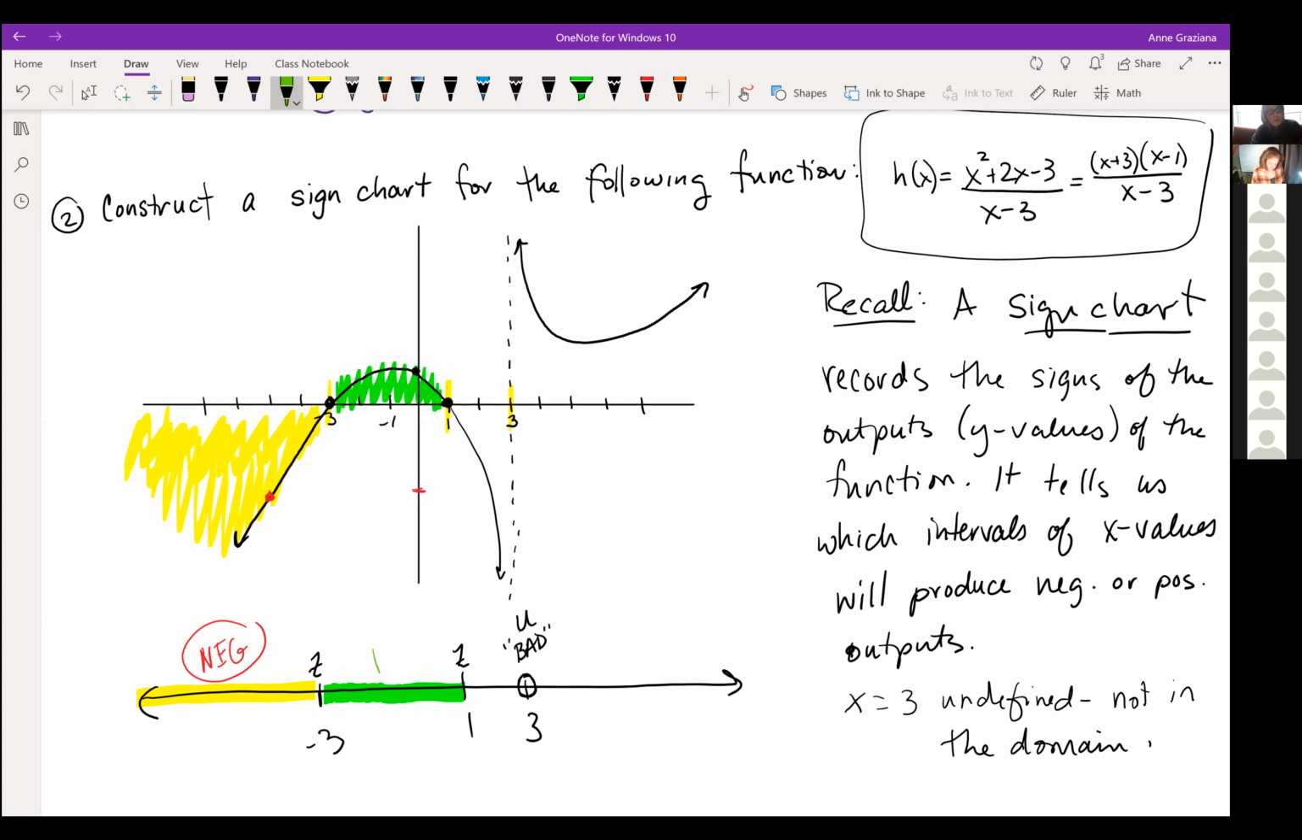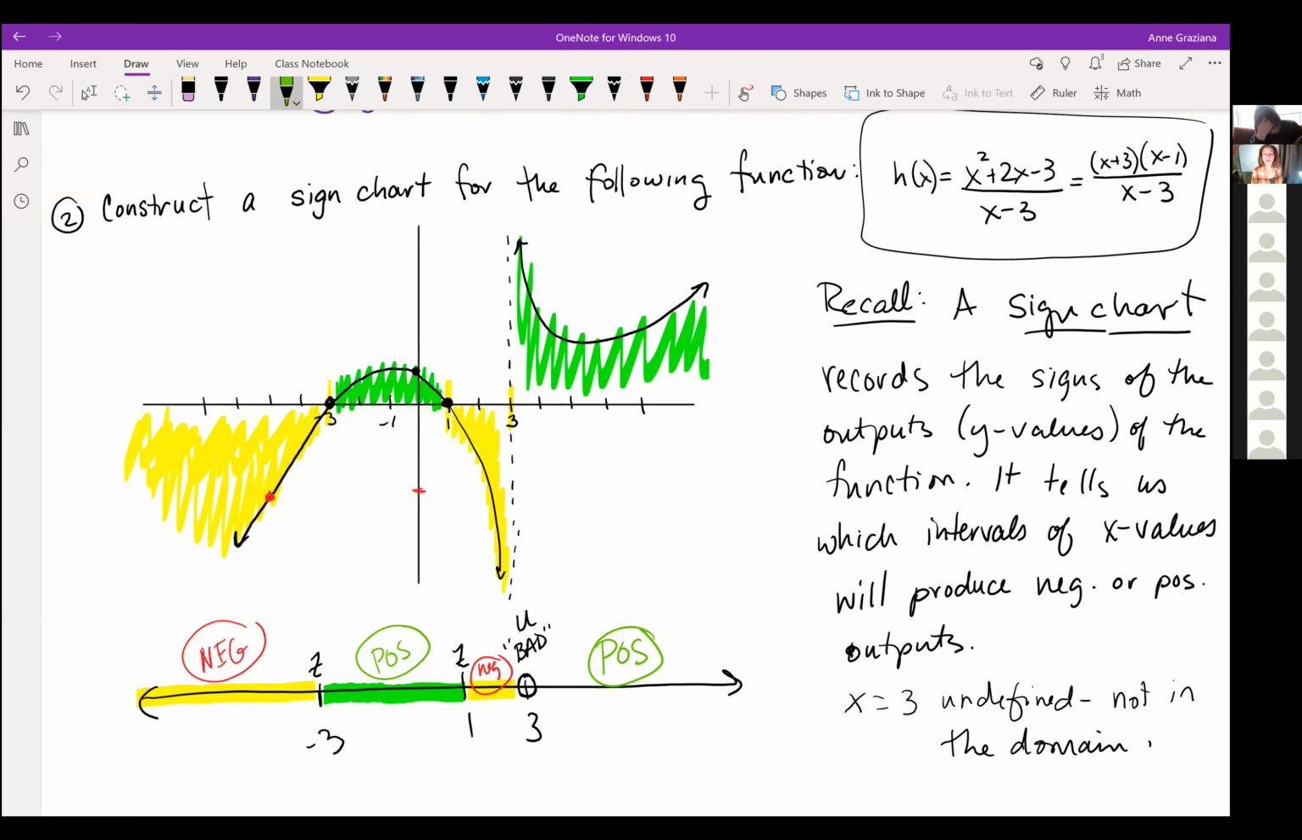Positive. Positive. Positive. Okay, my outputs are positive. Now we'll go back. This is the next interval, from 1 to 3. My outputs are where? Negative. And then the last one is from 3 to infinity. Here's my function here. These outputs are positive. Okay, everybody see how we pulled that information from the graph?